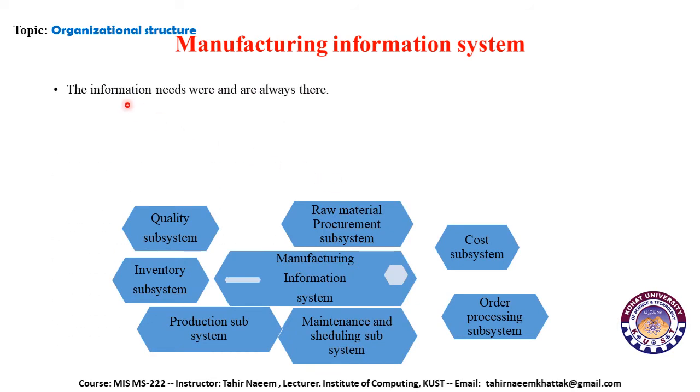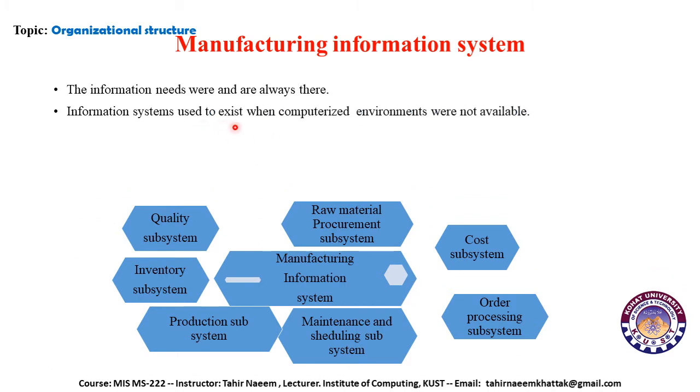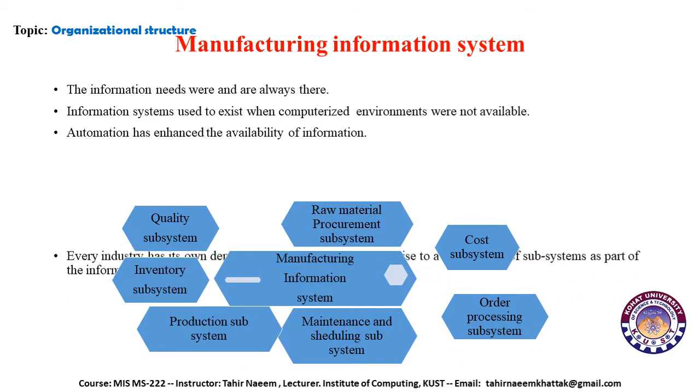Manufacturing information system. The information needs were and always are there. Information systems used to exist when computerized environments were not available. Automation enhances the availability of information. With the help of automation, we can access real-time information.